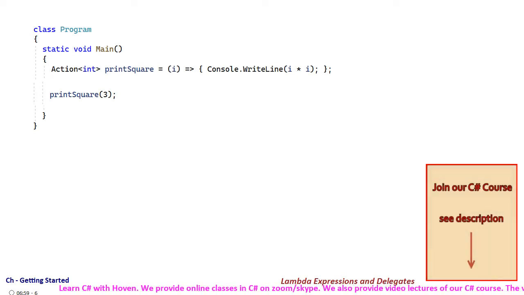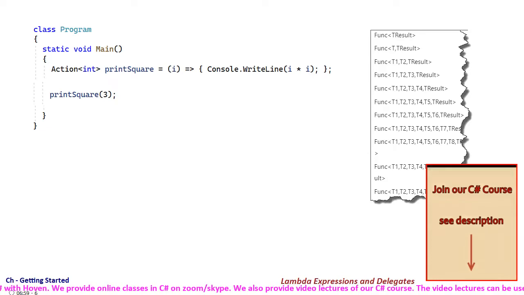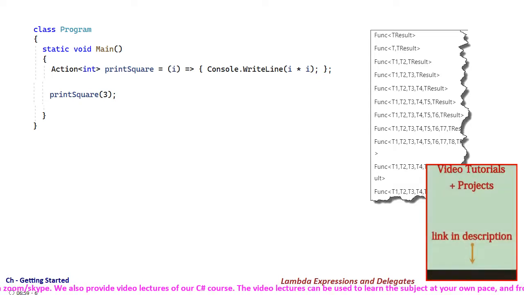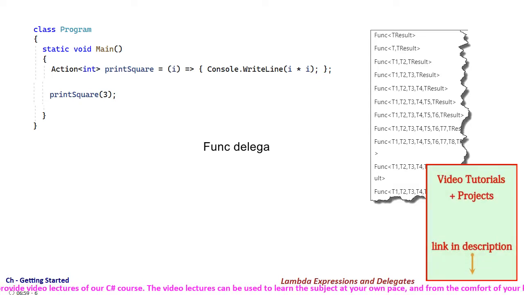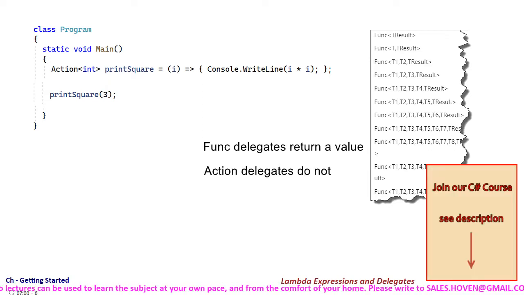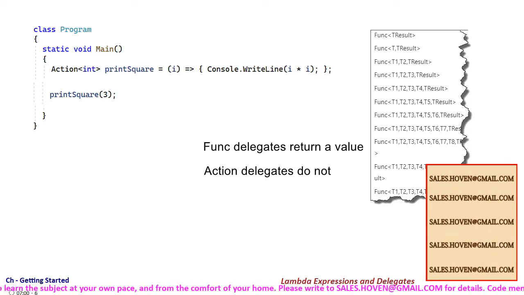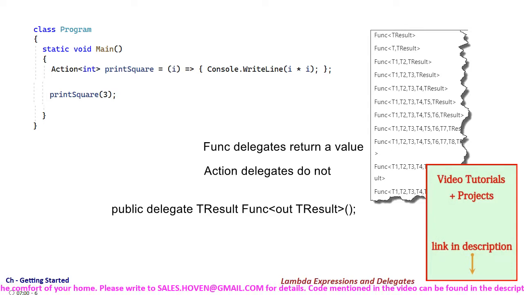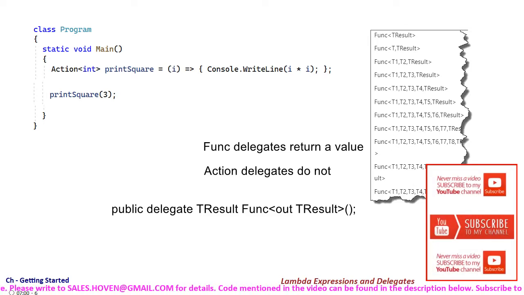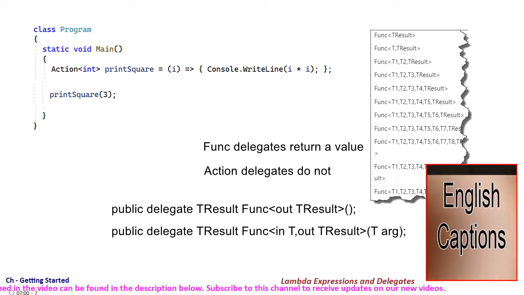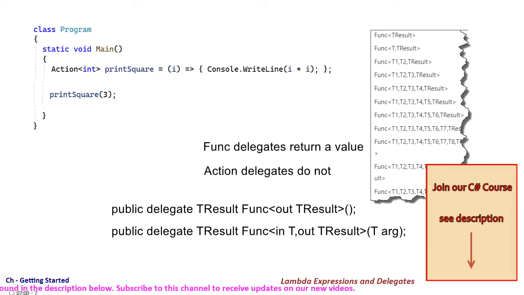Next, let us come to the Func delegates. The System namespace provides various flavors of Func delegates also. The only difference between a Func and Action delegate is that Func delegates return a value, whereas Action delegates do not return any value. The return type is void. And this is an example of a Func delegate that returns a value but accepts no arguments. Public delegate TResult Func<out TResult>. And this is an example that takes one argument, public delegate TResult Func<in T, out TResult>.